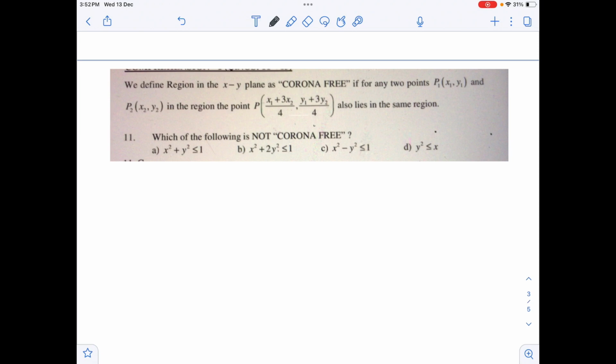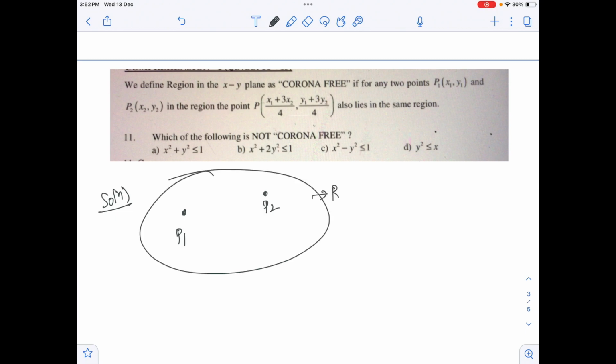So let's understand the question first. What is the significance of a corona free region here? For any point, let's say I have a point P1 and another point P2 in some region, let's call it R. How will I be sure this region is corona free? There is no COVID case in this region if the point given by (x1 plus 3 x2) by 4 and (y1 plus 3 y2) by 4 also lies in the same region. Now what is the significance of these points?